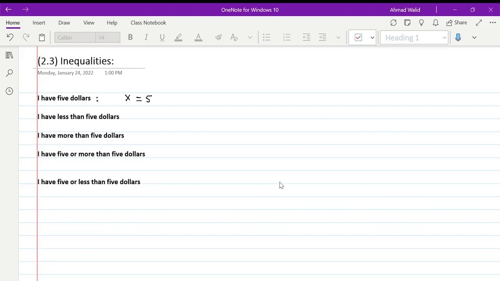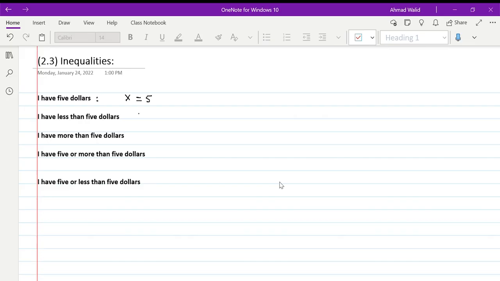I have $5. But what if I have, for example, $4? If I have $3? If I have $6? The other four sentences that you see, we call them inequalities. And I will translate those for you with the sign. Actually, I introduced the sign here for you. The second sentence that you see here means, in English, I have less than $5.